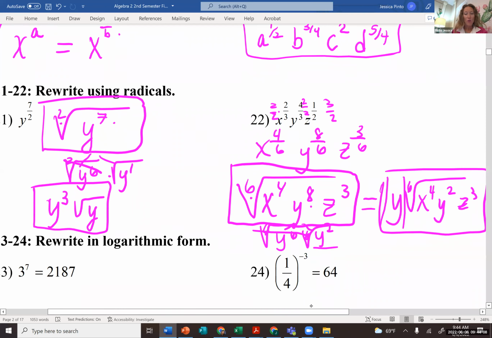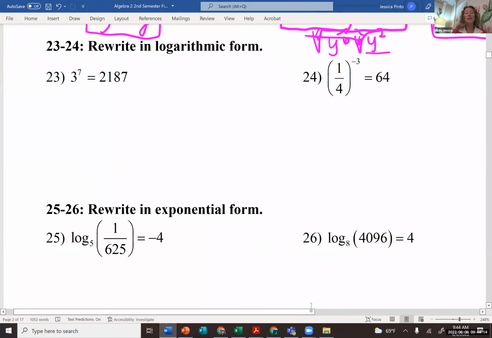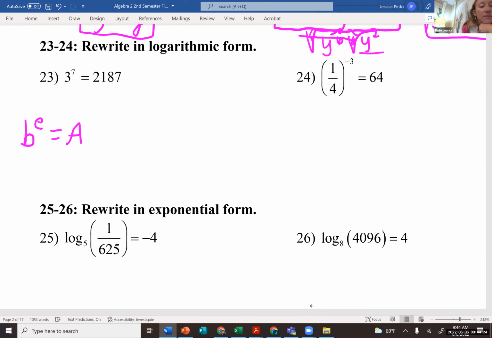Okay, looking at 23 and 24, it says here, write in logarithmic form. Oh, so those are some problems that are in exponential form. So I'm going to write down that reminder to myself of the pattern formulas. Its base exponent is equal to answer. And that goes back and forth to the log form of log base answer equals exponent.